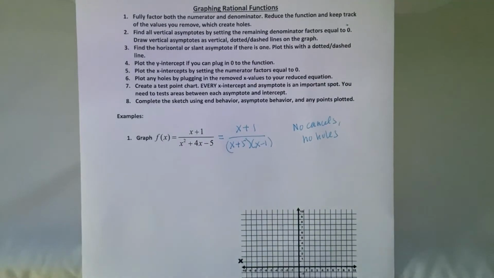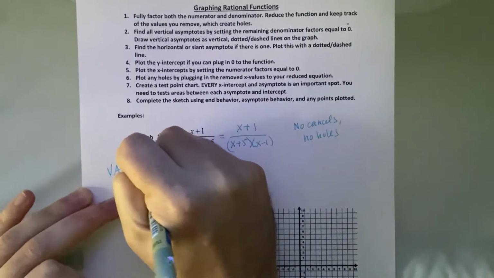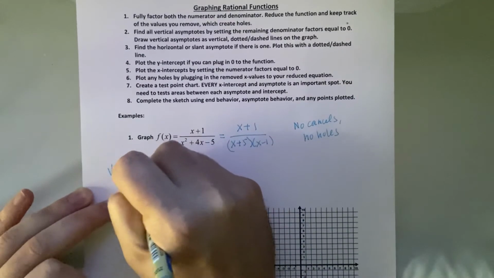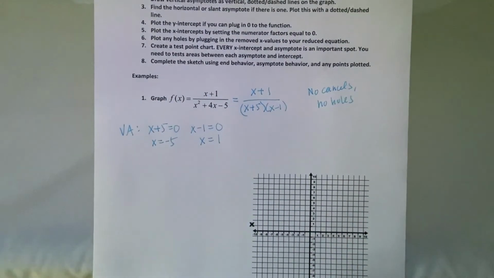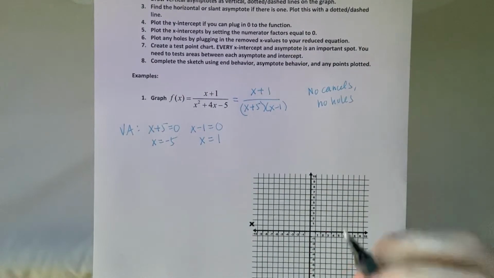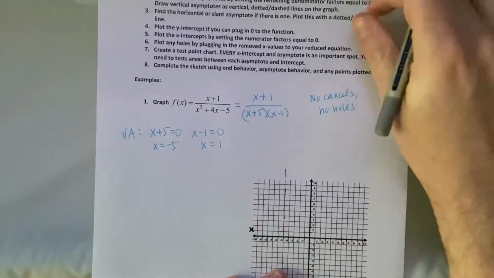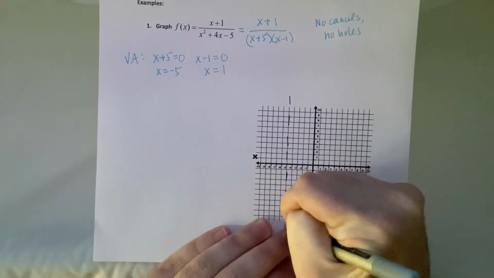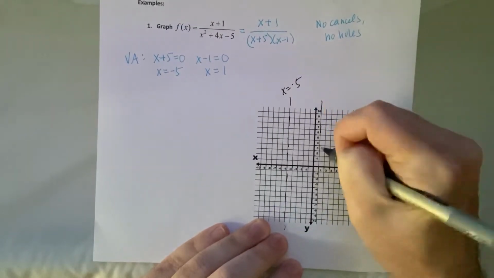Okay, vertical asymptotes, we've got 2 in this case, which is fine. You can have as many as you want. Well, as many as the problem dictates. 1 at x equals -5, 1 at x equals 1. These are vertical dotted lines that aren't part of your graph. So go over to -5, make a vertical dotted line here through -5, and 1 at 1, vertical dotted line.